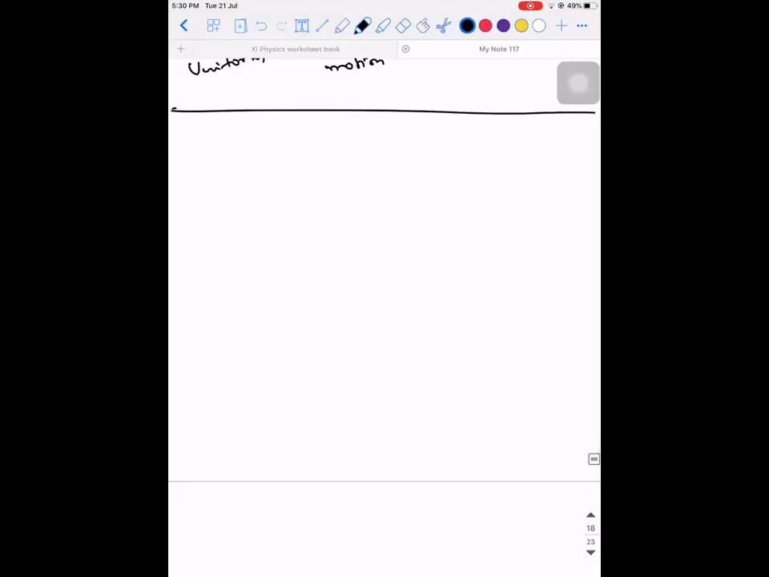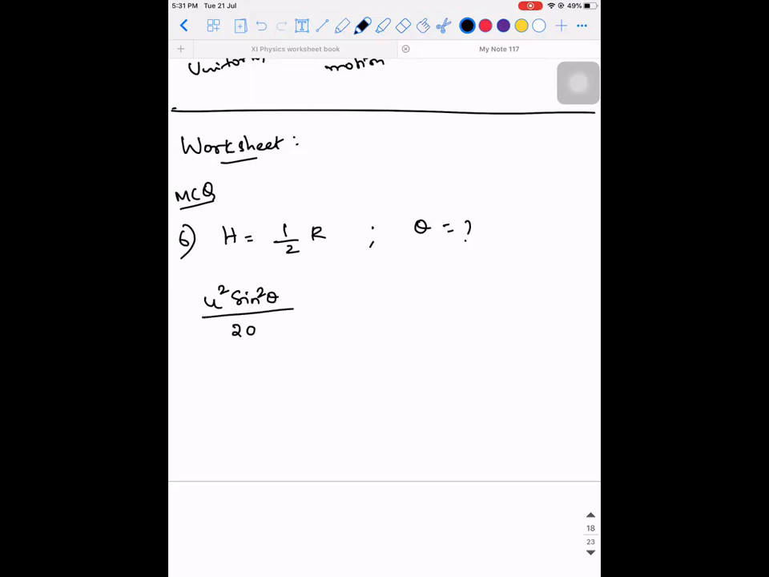So this is worksheet MCQ, the problem number 6. What is given? The maximum height is half of the range. The angle of projection is equal to what? So how to solve this? What is the formula for maximum height? U square sine square theta by 2g is equal to 1 by 2 into the formula for range, which is u square sine 2 theta divided by g.